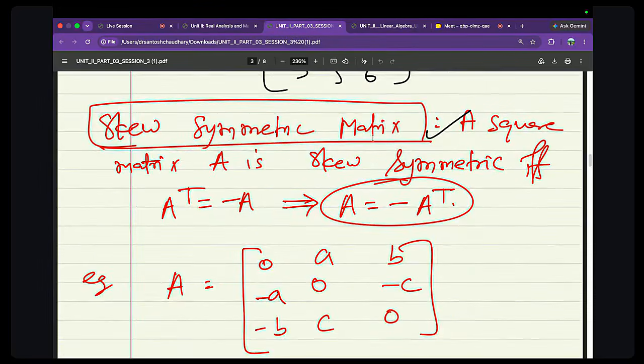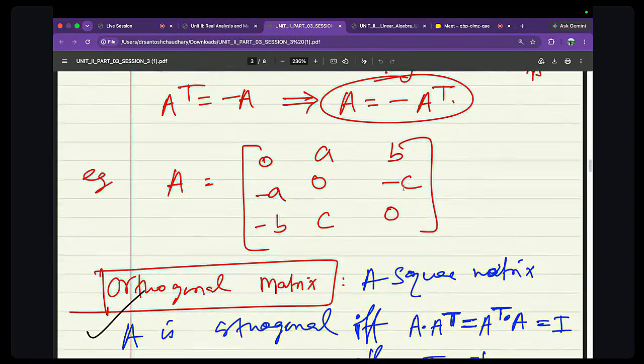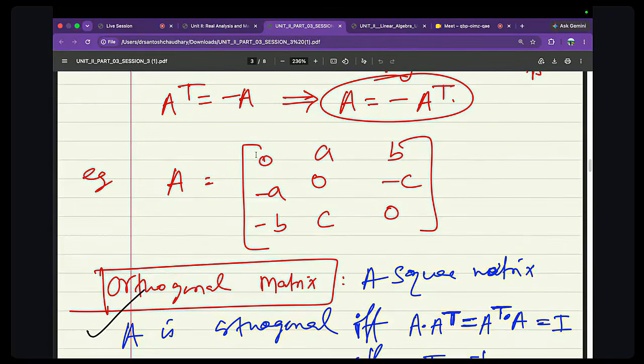Skew symmetric: a square matrix is said to be skew symmetric if A transpose is minus A, like this. A skew symmetric matrix will always have 0 on the diagonal. An odd order skew symmetric real matrix will always have 0 as an eigenvalue, and that's why it will have determinant 0, because the determinant is the product of eigenvalues. Trace is the sum of eigenvalues.